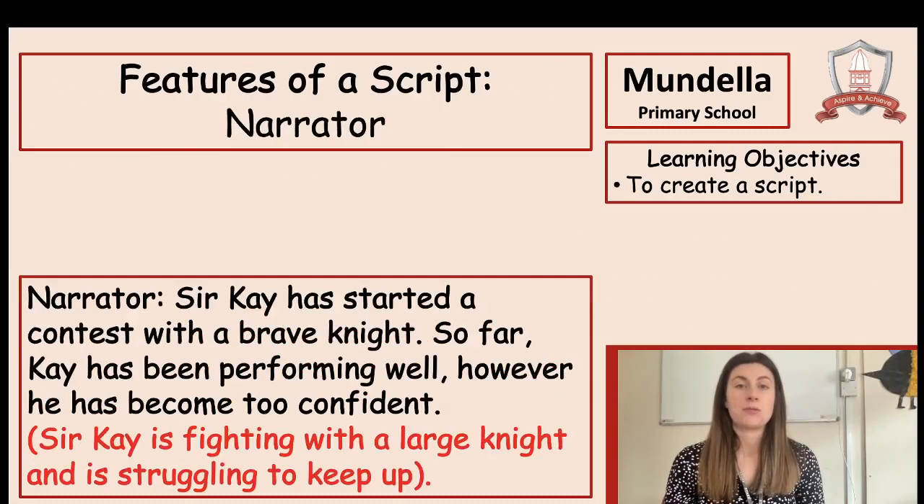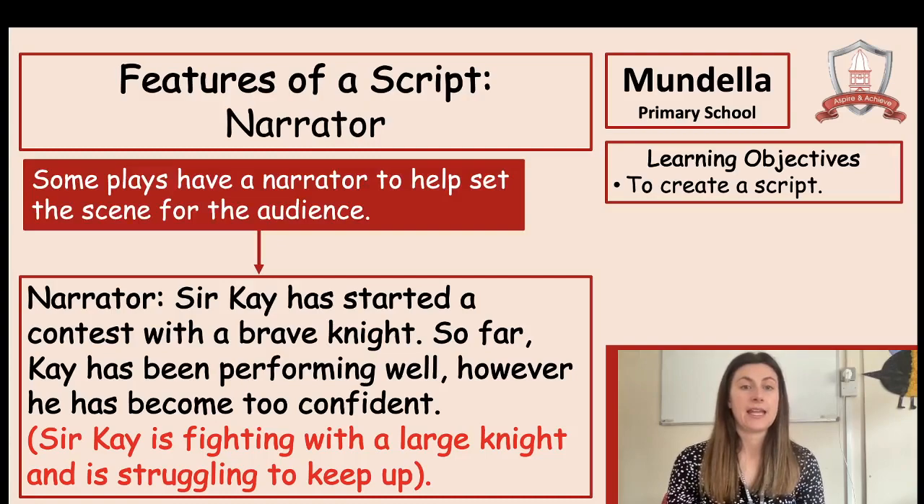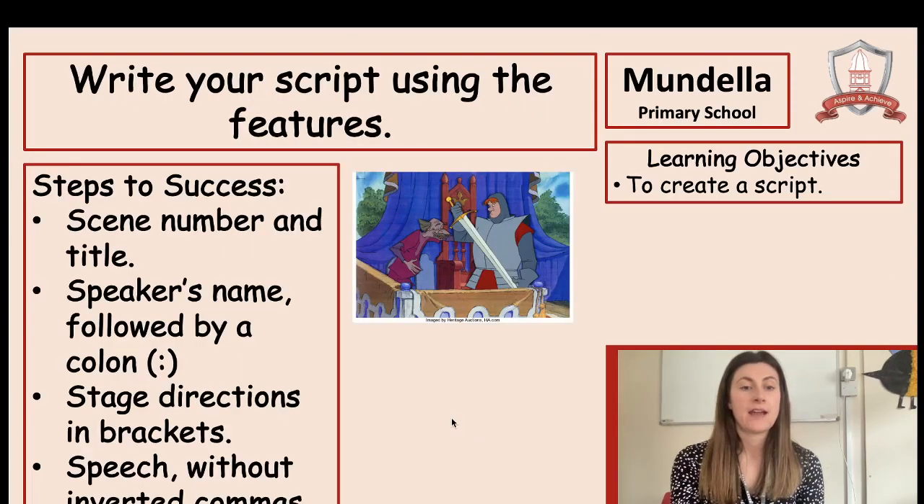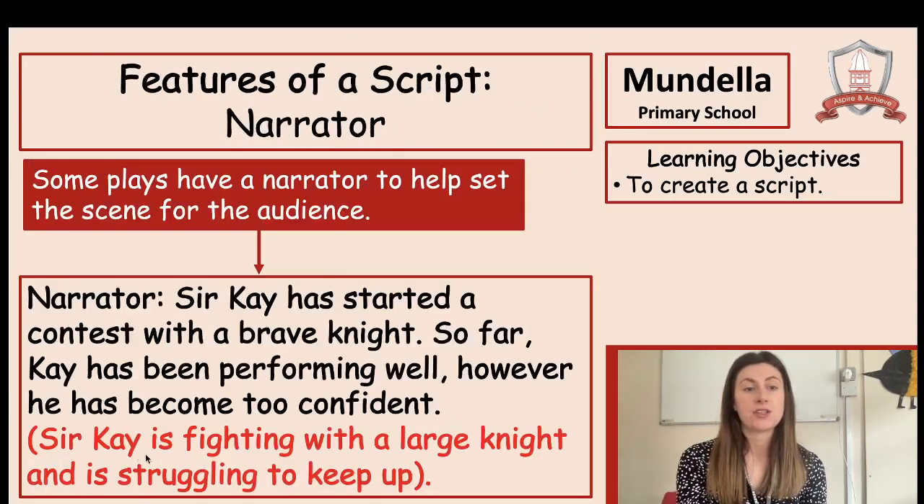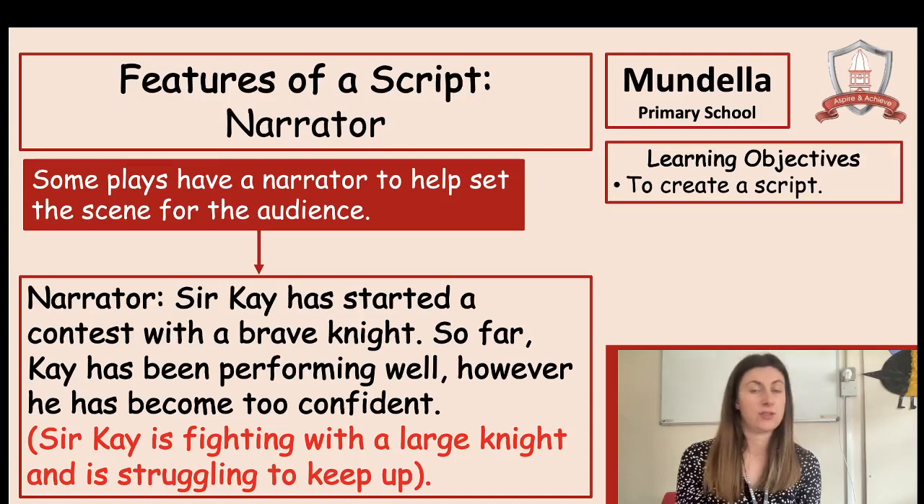You might also want to include a narrator. So the narrator helps you to set the scene for the audience. So the narrator would say, Sir Kay has started a contest with a brave knight. So far, Kay has been performing well. However, he has become too confident. And then you can see I've also got some stage instructions here. So whilst the narrator's saying that, Sir Kay is fighting with a large knight and is struggling to keep up. So we know exactly what's going to be happening whilst the narrator is talking.